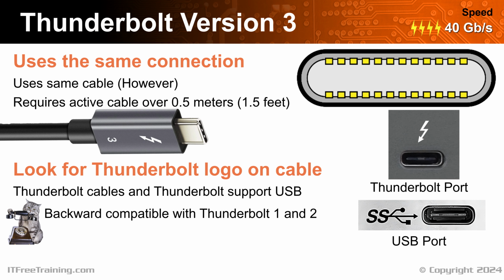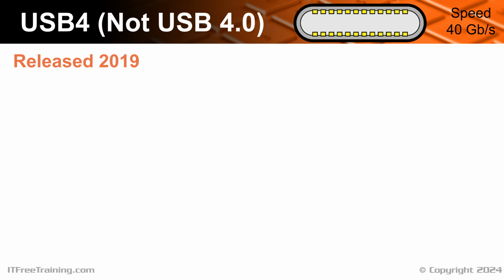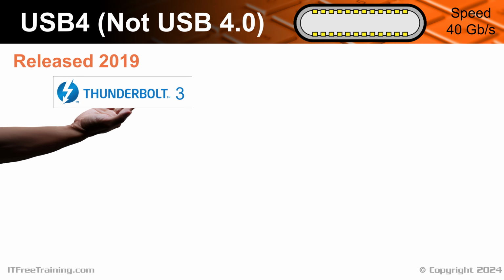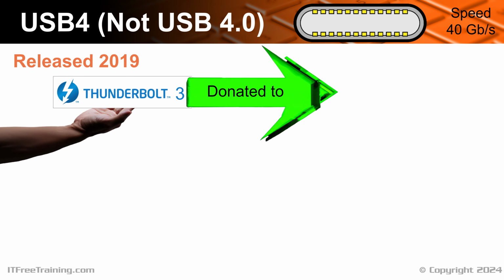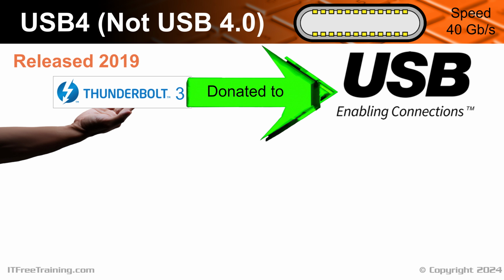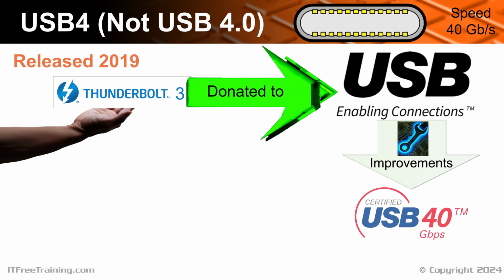However, this may change in the future with USB 4. USB 4 is not currently listed as an exam objective, but you never know if CompTIA may add it later. USB 4 was released in 2019 and so far has not gotten much market share. To understand what USB 4 is, it's easier to understand the history. To start with, Intel donated the Thunderbolt 3 specification to the USB Implementers Forum. This is the organization that effectively manages and updates USB. The USB Implementers Forum made some improvements and released USB 4.